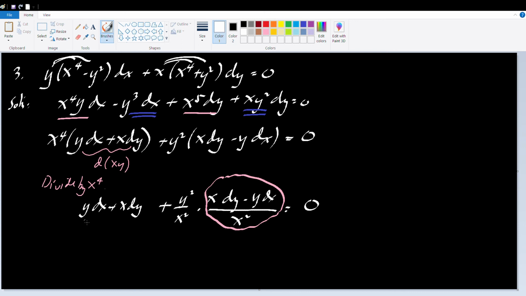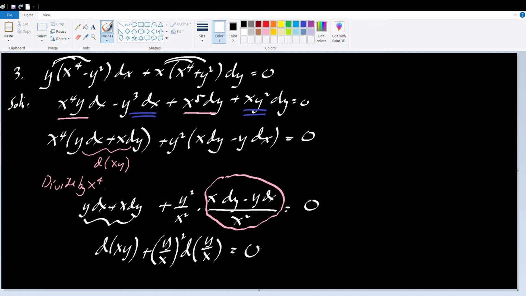So the first two terms are the exact differential of xy plus y squared over x squared, which can be written as (y over x) quantity squared, and x dy minus y dx over x squared is the exact differential of y over x equal to 0. Continuing, we now integrate because the coefficient of the differential of y over x is the power of y over x. So we can apply here the power formula.